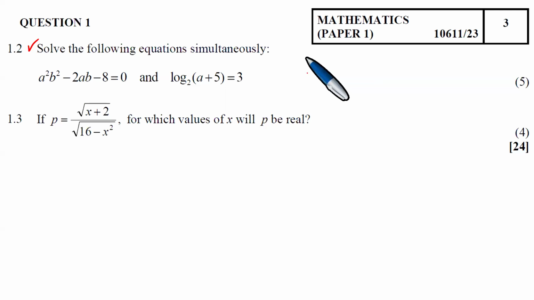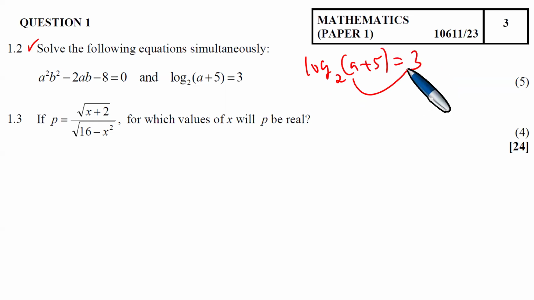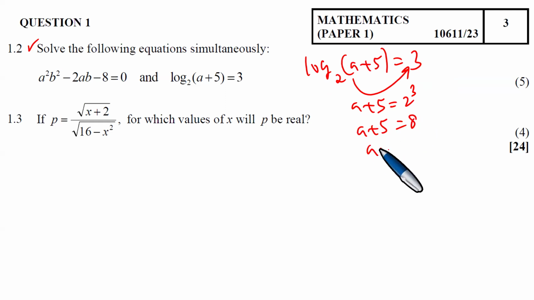Because when you're given these simultaneous equations, you're given the log base 2 of a plus 5 is equal to 3. So you can take this like this, which means a plus 5 is 2 to the power 3. What is 2 to the power 3? It is 8. Then you have a plus 5 equals 8, and therefore a is 8 minus 5, which is equal to 3. So you already have one of the solutions.